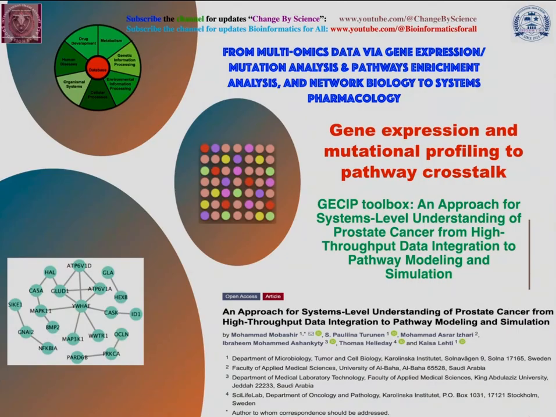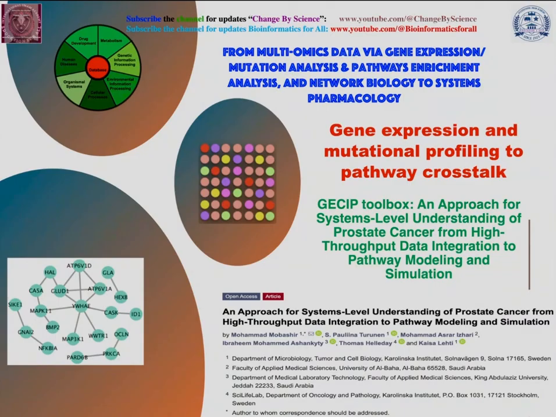systems pharmacology. Then there is a third title, that is GECIP toolbox, which is titled as an approach for the systems level understanding of prostate cancer from high throughput data integration to pathway modeling and simulation. Then there is another screenshot which you can see titled the same, an approach for the systems level understanding of prostate cancer from high throughput data integration to pathway modeling and simulation.